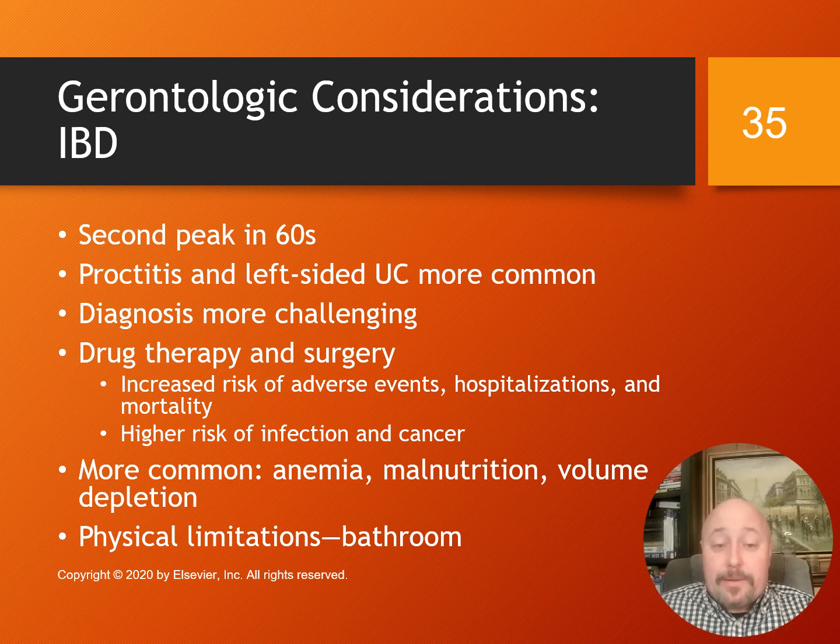It does have a second peak in the 60s, so inflammatory bowel disease is very common amongst the elderly. But unfortunately, this also makes diagnosis more challenging. We can see drug therapies and surgeries considered, though these have an increased risk of adverse events, hospitalizations, and mortality, as well as the elderly also having a higher risk for infection and cancer. More common is anemia, malnutrition, and volume depletion.